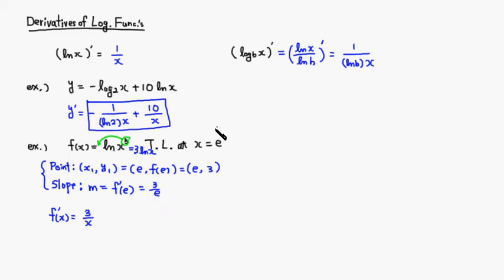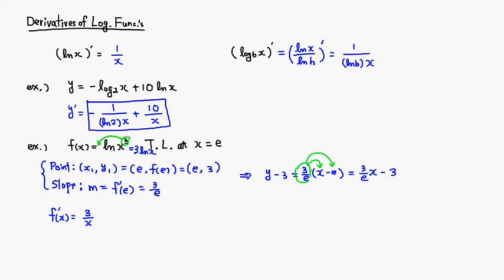By point slope form again, we can find the equation. So y minus y1, which is 3, is equal to m, which is 3 over e, times quantity x minus e. We can simplify this a little further. So I'm going to distribute 3 over e to x and 3 over e to negative e. So you will get 3 over e x, and 3 over e times negative e, the e cancels out, so it's going to be negative 3.